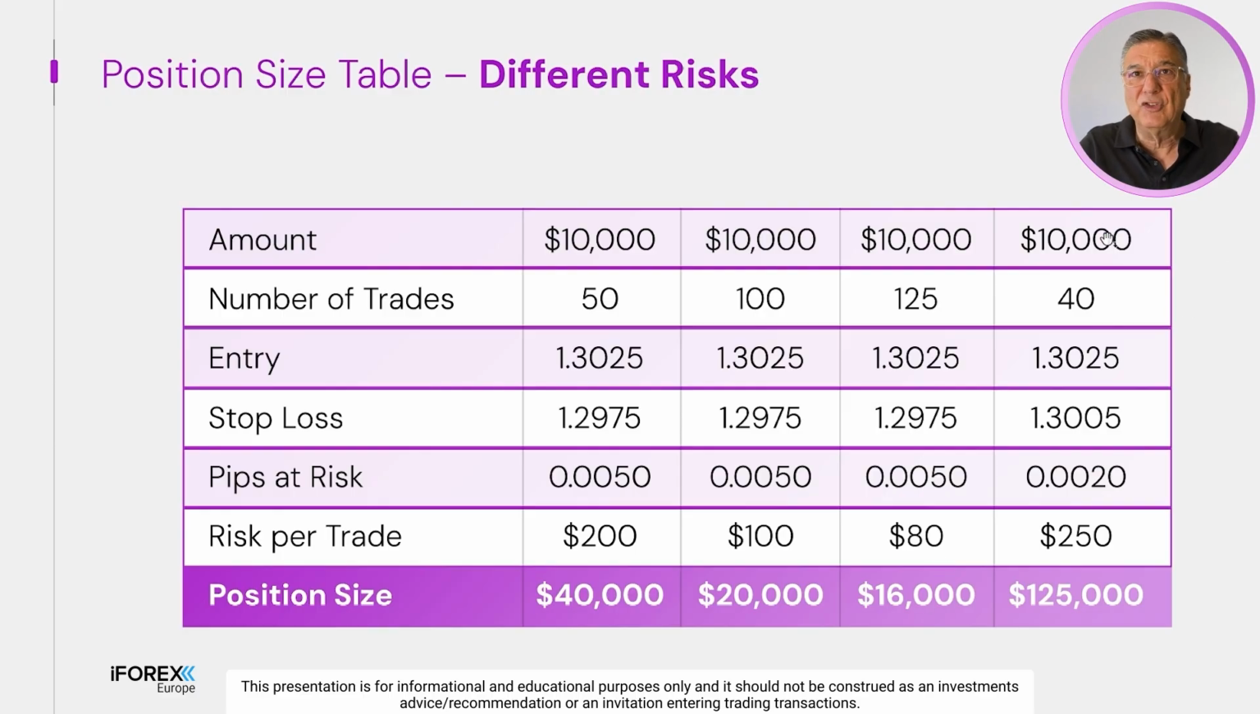One more example. Now, the trader decides that they want fewer trades per $10,000. So 40 trades. Now the entry is the same, but the stop loss is different. It's a different trade, guys, right? So we have 20 pips at risk and $250 risk per trade. How come we get 250? It's $10,000 divided by 40, right? Then the risk per trade is $250. Now divide $250 by 0.0020 and the position size is $125,000.